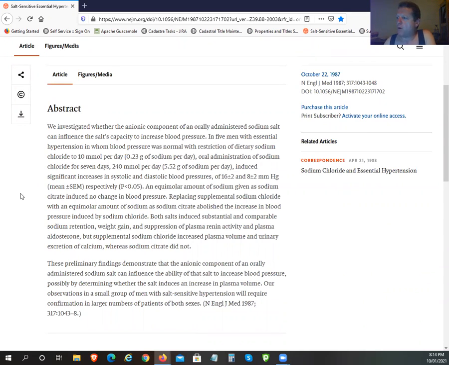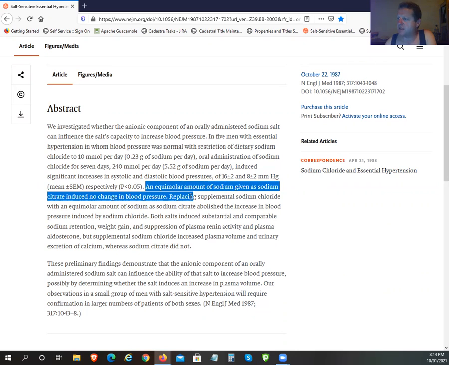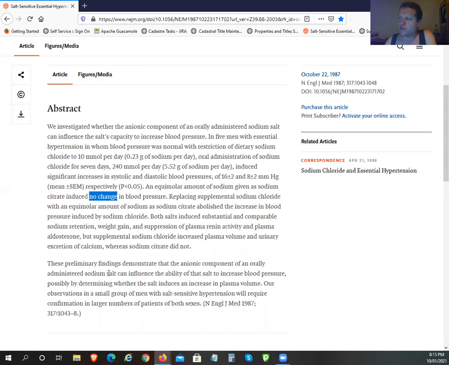An equal mole, which is an equal amount, of sodium given as sodium citrate induced no change in blood pressure. Let me just say that again. An equal amount of sodium given in the form of sodium citrate induced absolutely no change in blood pressure. So sodium does not cause it, even in people that are insulin resistant, Randle cycle activated, very sick, pre-diabetic, hypertensive, and sodium had no effect. Let me just say that again. No effect.